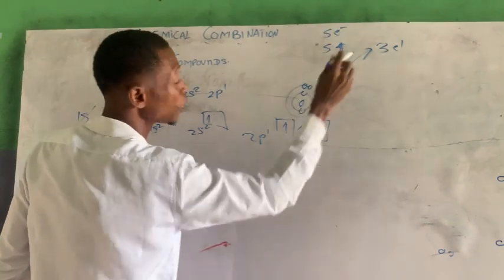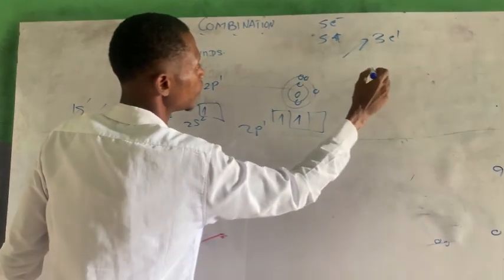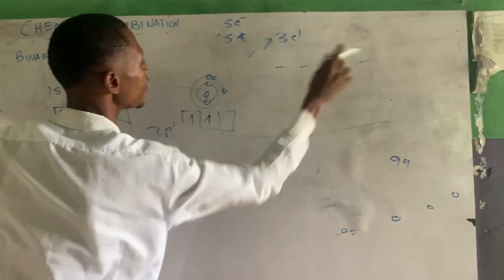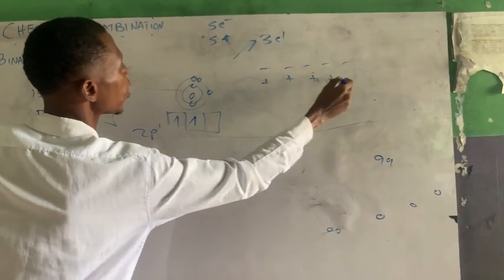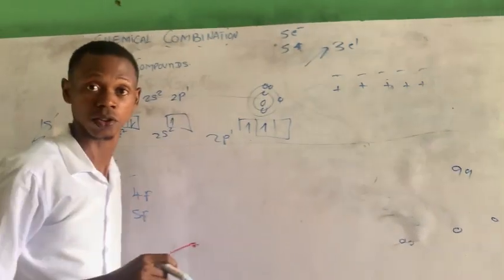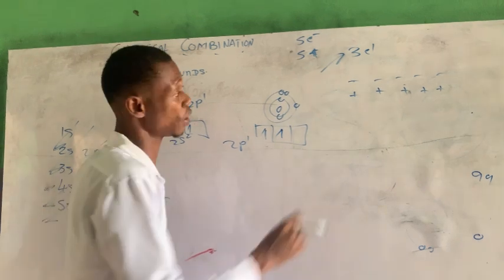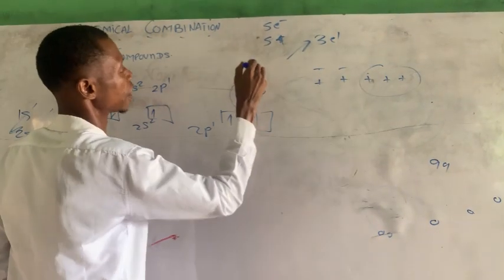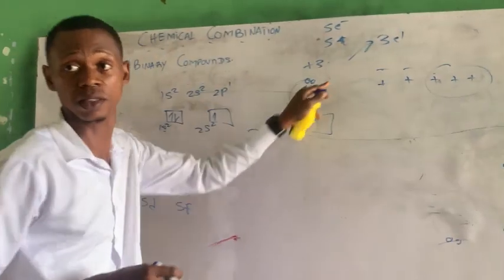So if you give out 3, what will happen? The electrons are minus, minus, minus, minus, minus, 1, 2, 3, 4, 5. The protons are plus, plus, plus, plus, plus. And remember, if you give out the negative, which is the electron, you give out 3 electrons, so now it's 3 plus. So this is the oxidation number of this.